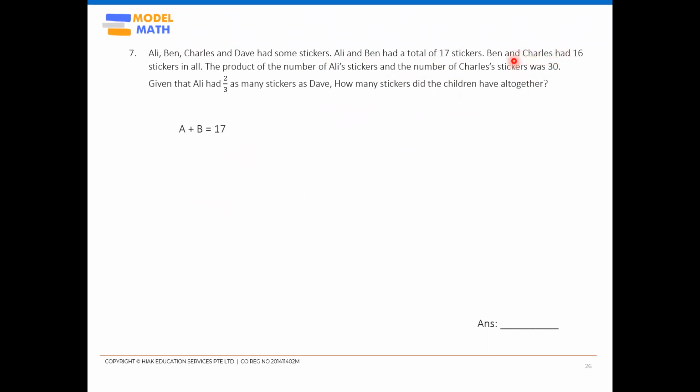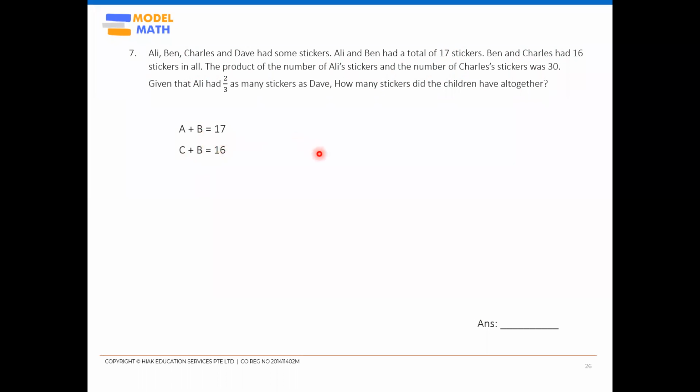Now for the next one, Ben and Charles. So Ben and Charles had 16 stickers in all. So that's my next equation I can put down. So I'm going to put C plus B equals 16. The reason why I put C plus B instead of B plus C is because I want to observe that B exists in both equations.